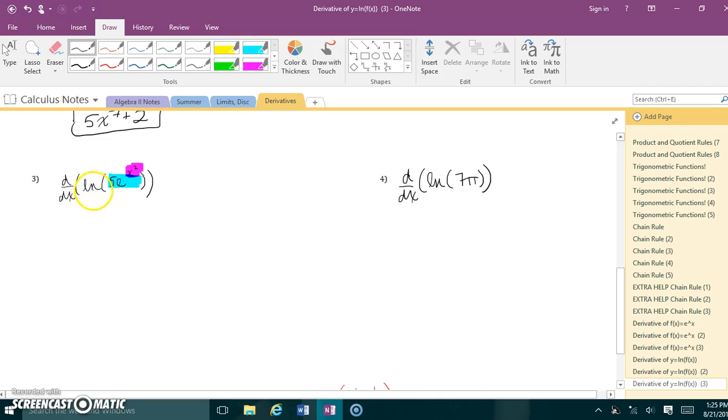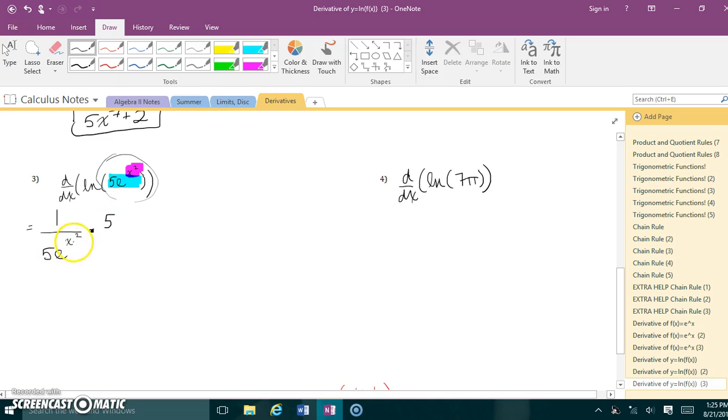I have to do the derivative of natural log of this whole thing. So let's just start by doing 1 over that whole thing. Okay. Now I have to multiply by the derivative of this. Well, the derivative of, remember, 5 is a constant. It's along for the ride, okay?